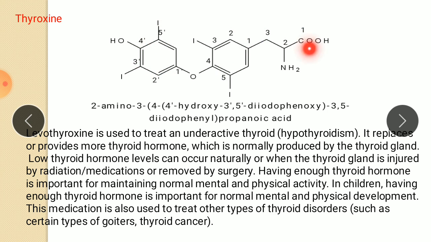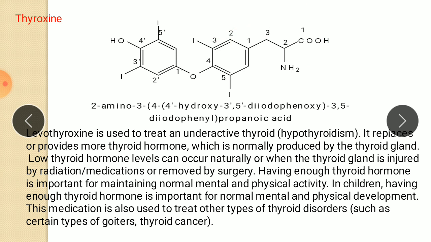IUPAC name: 2 amino means this 2. 3 means this 3. 4 means this 4. 4 hydroxy means this 4 hydroxy. 3 dash, 5 dash. This one is 3 dash, this one is 5 dash. Diiodo, so it is iodine, diiodo. Phenoxy means phenyl with oxygen. Then here there is a 3 and 5 iodine present, that is 3,5 diiodophenyl, and this one is propionic acid, acid with 3 carbon.